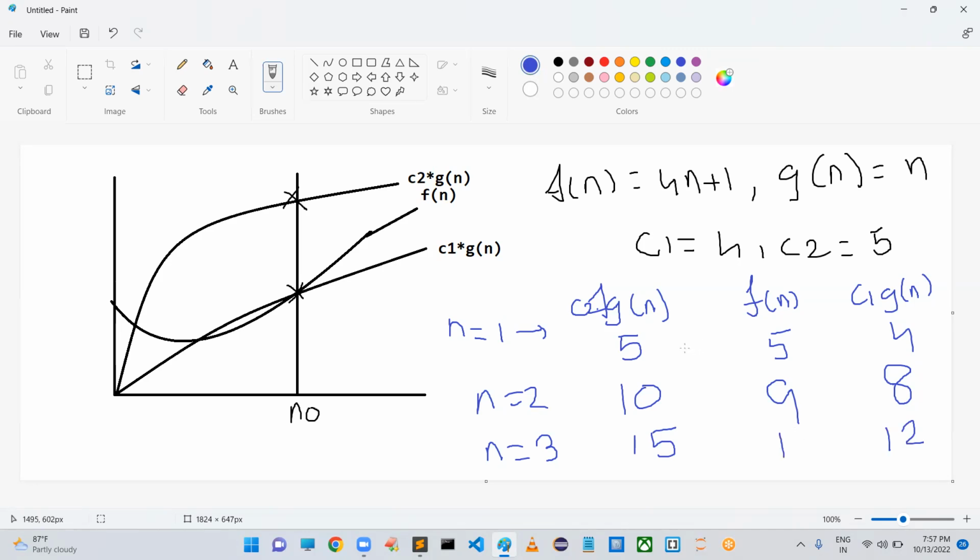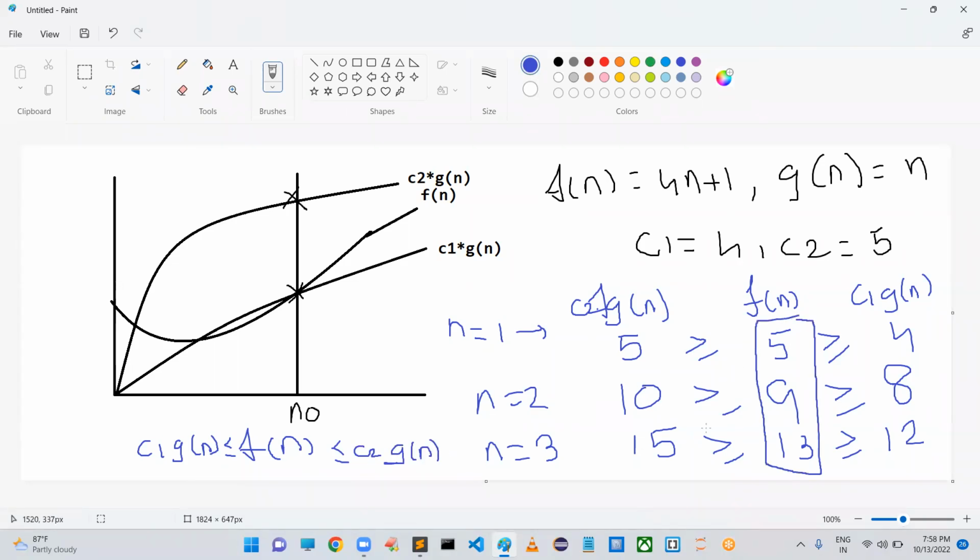Have you observed here? From here itself we can see that C2 into g of n is greater than f of n, and f of n is greater than C1 into g of n. Is it correct? That's all. So now we can say f of n lies between C1 into g of n, which is less than or equal to f of n, which is less than or equal to C2 into g of n. Like this, theta notation is represented. You can see your f of n value lies between these values. Clear up to this?